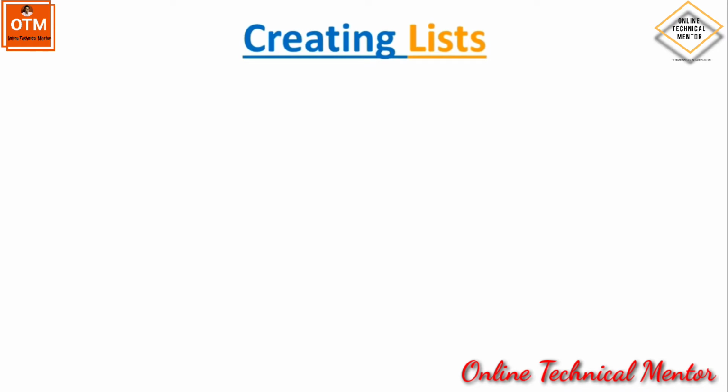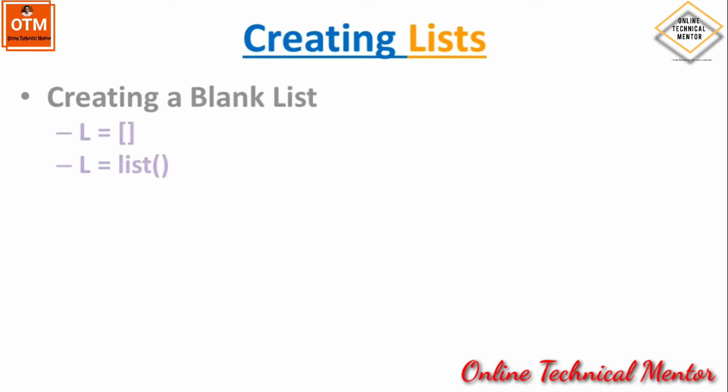Let me show you how to create a list first. So first of all, let me show you how to create a blank list. Suppose you write L equal to square brackets open and close. So nothing is there within these square brackets. So a list L will be created with no data. That means L is an empty list. You can also write L equal to list, parentheses open, parentheses close. So here list is a constructor which is responsible for creating a blank list. So these are the two techniques of creating a blank list.